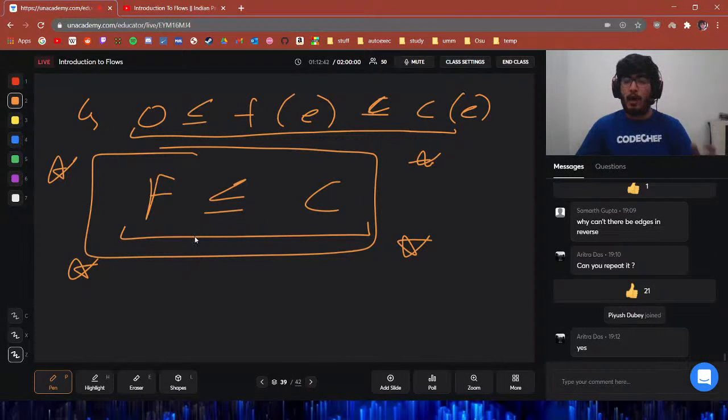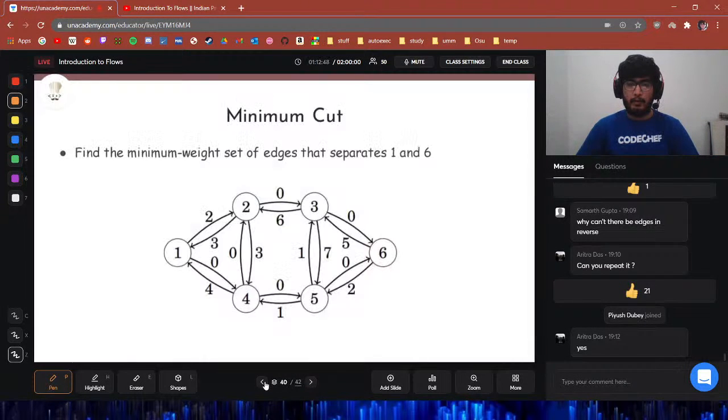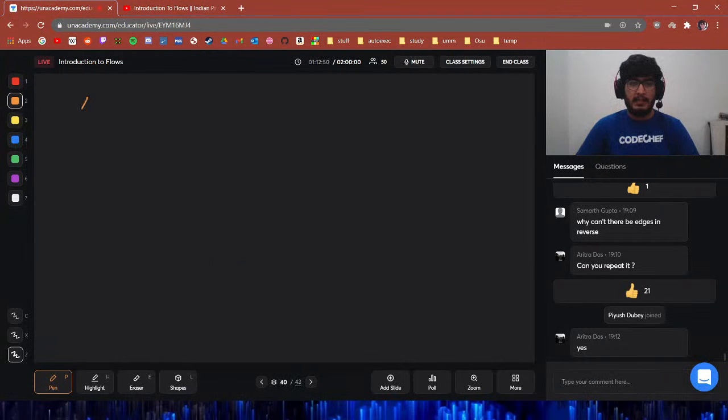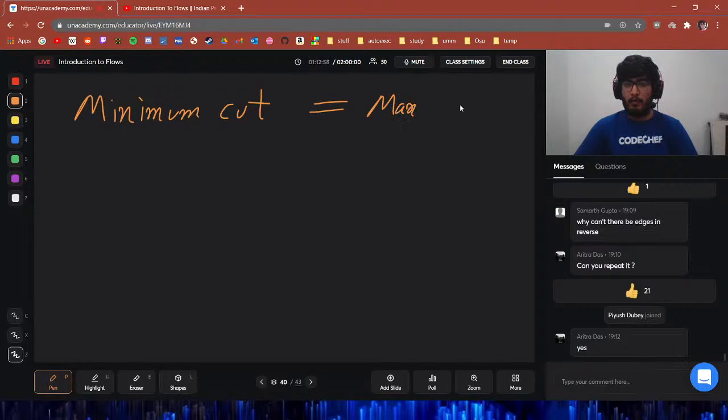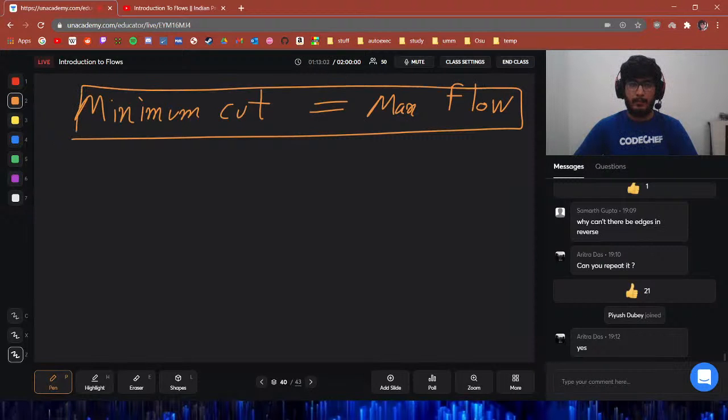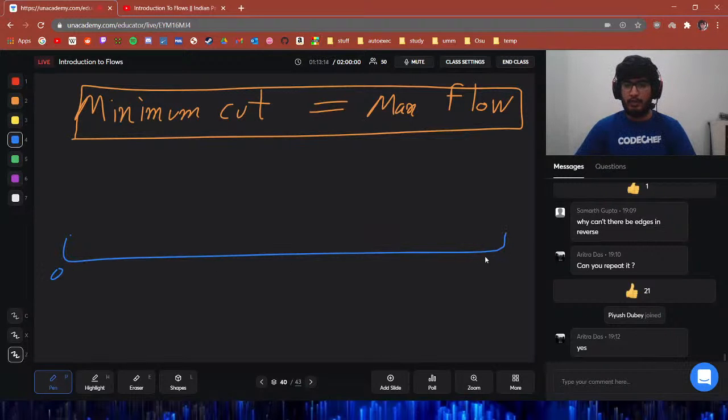Alright. So after this, the more important property which we are going to use is that the minimum cut is nothing but the maximum flow we can get in a graph. Basically, the maximum flow is going to be from some range to some range. Let's say this is the number line, going from 0 to the sum of all the capacities.